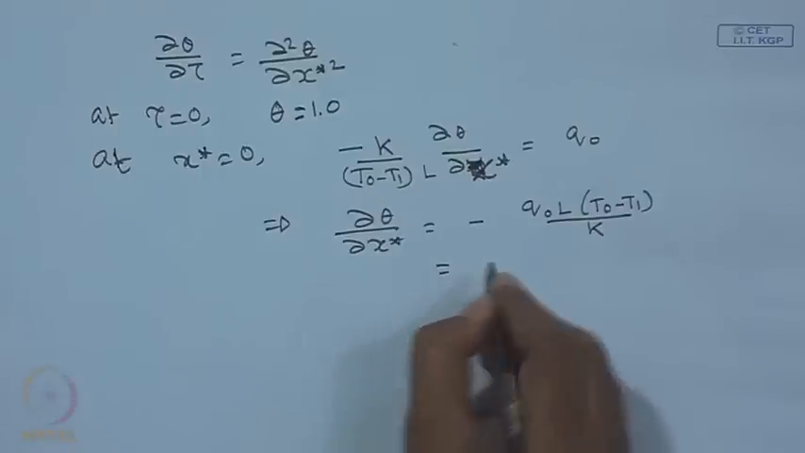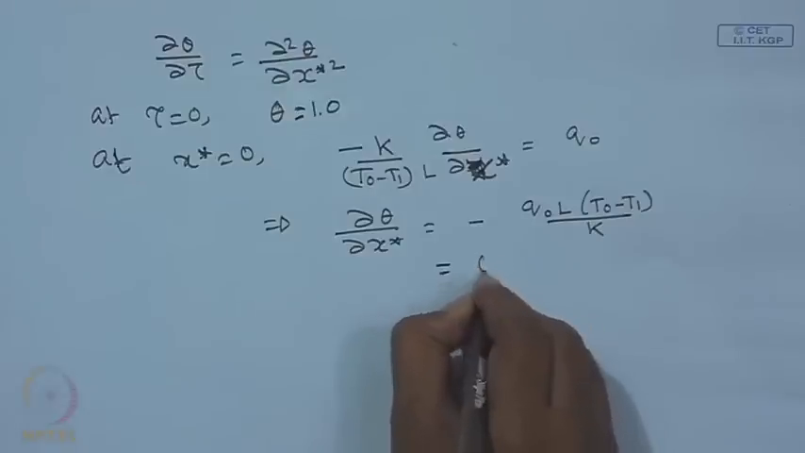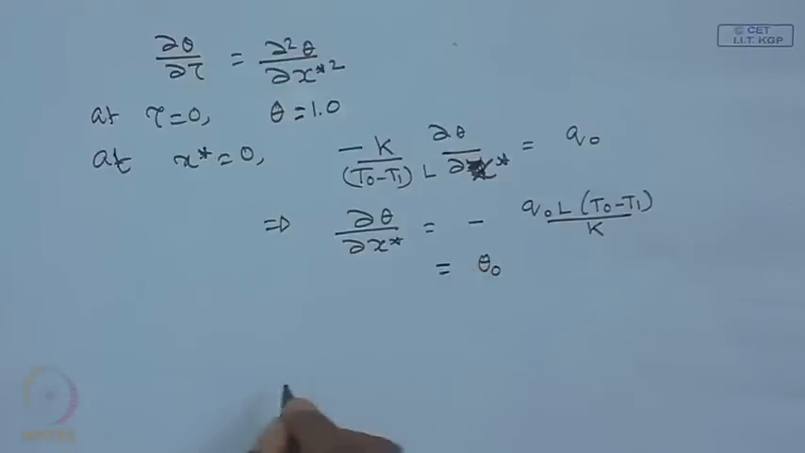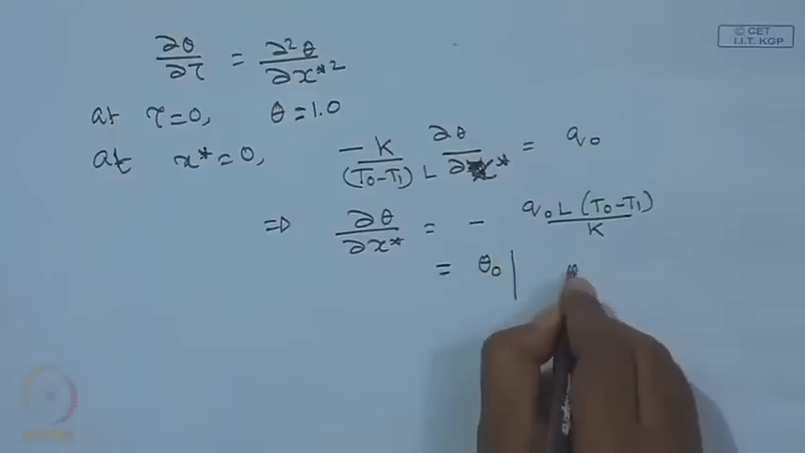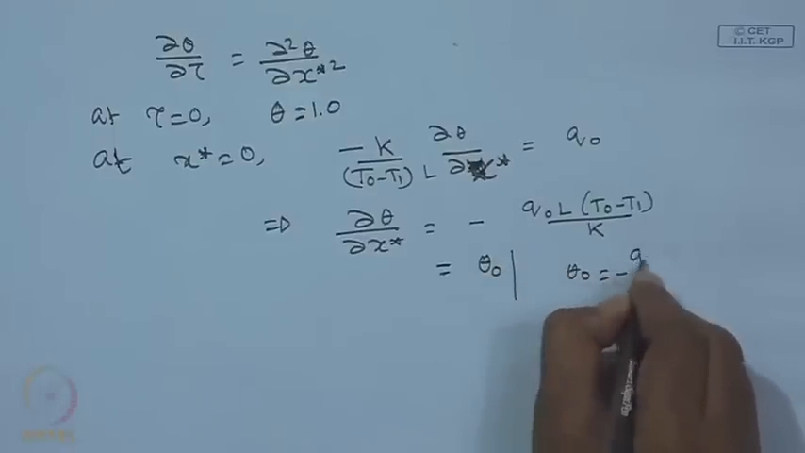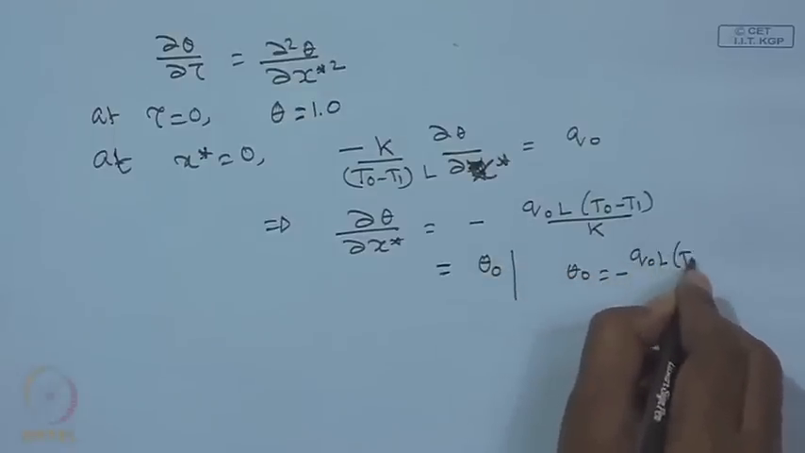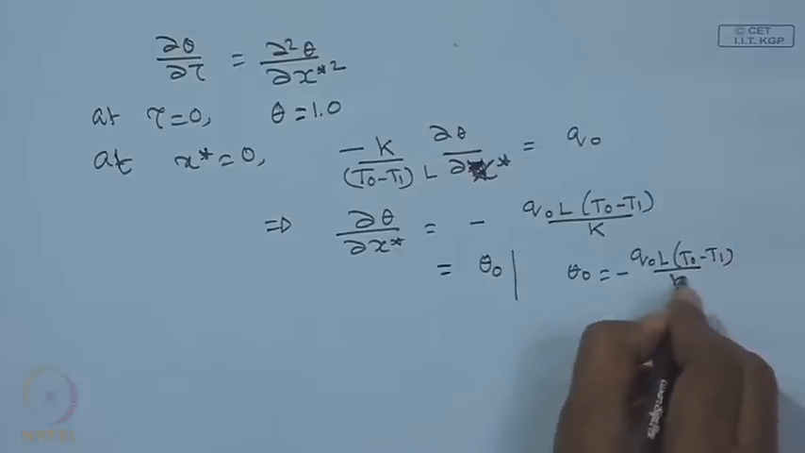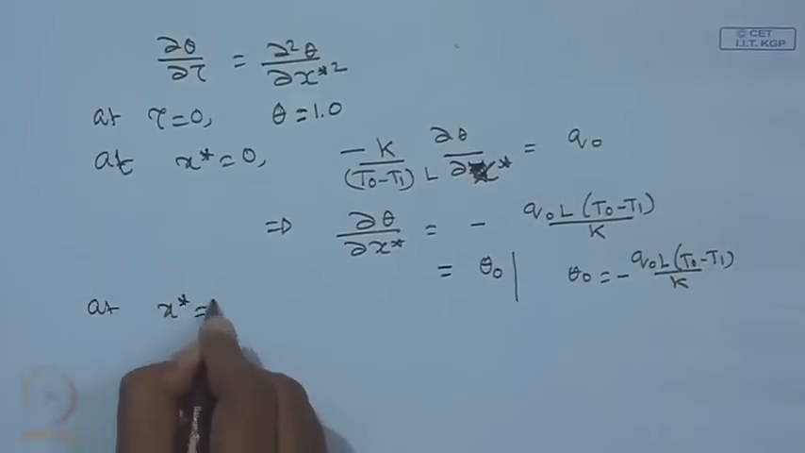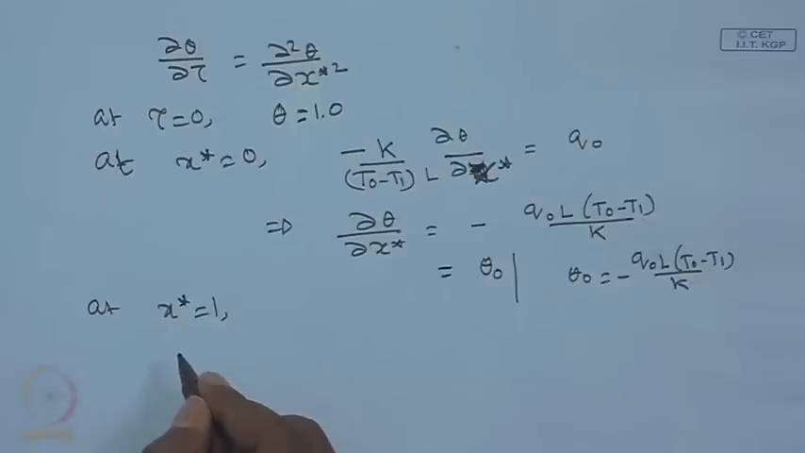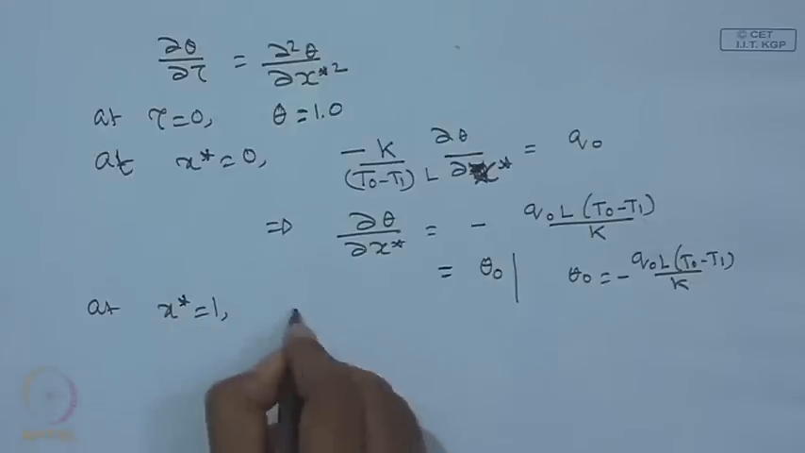We call this as some quantity, let us say this is theta naught. So, theta naught is nothing but minus q 0 L T 0 minus T 1 divided by k, and at x star is equal to 1, we have T is equal to T 1. So, therefore, theta becomes equal to 0.